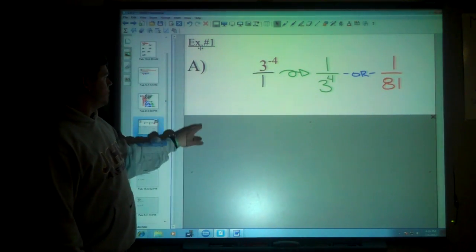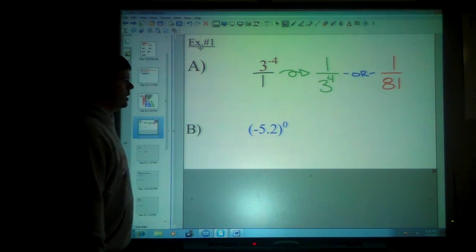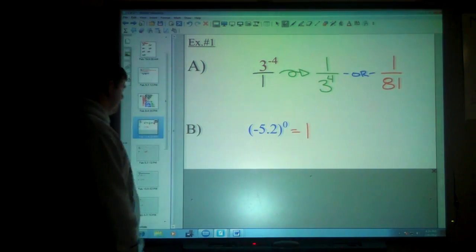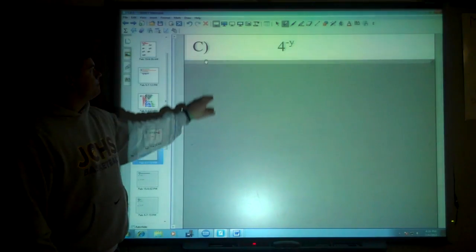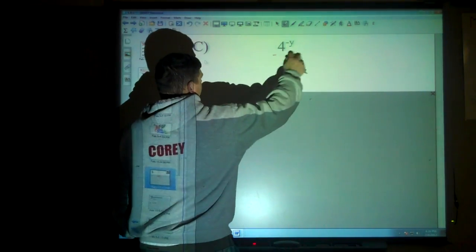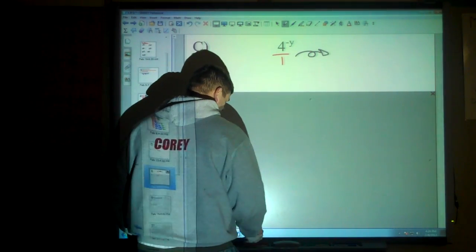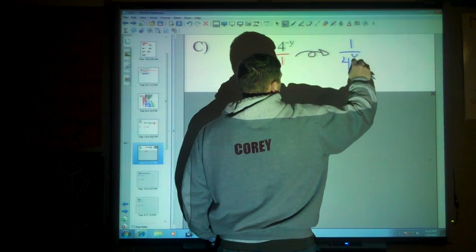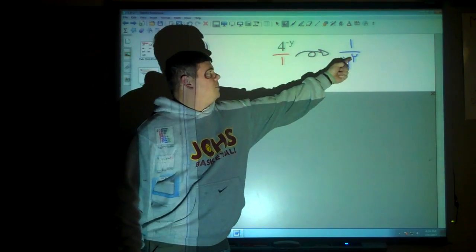3 to the fourth power is 81. All right, negative 5.2 to the 0th power. As long as it's not 0, anything to the 0th power is 1. So that makes it quite simple. 4 to the negative y. Again, I'd make it a fraction. We know we want to look for the reciprocal. So it becomes 1 over 4 to the positive y. The exponent was negative, now it becomes positive.